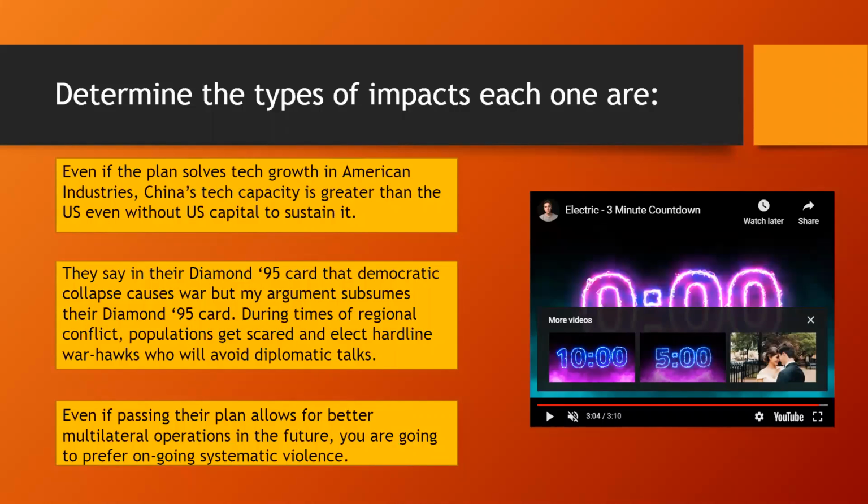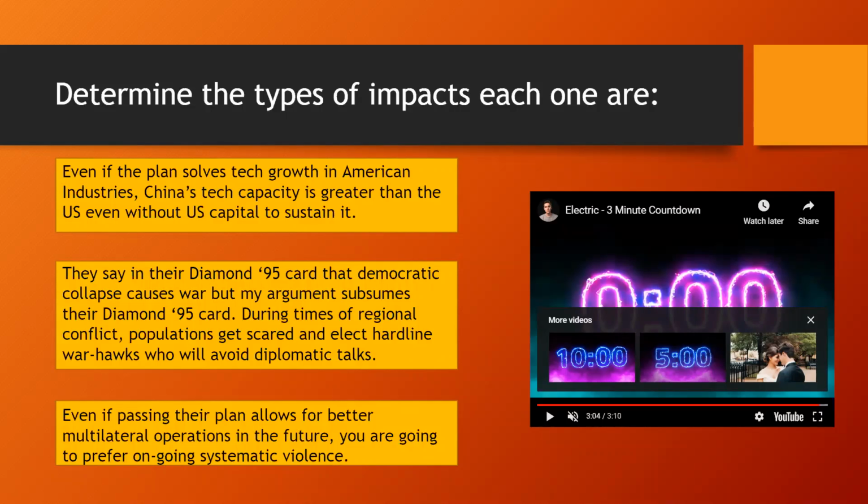Okay, does anybody have anything different to add to that or had a different impact calc? All right, so this one was actually not probability, it was impact turn. If you look at the first sentence, in most impact calcs, when you're talking about impact, you don't mention the other team's impact unless you're saying that it's wrong. But here specifically, they say that their Diamond 95 card, that democratic collapse causes war.